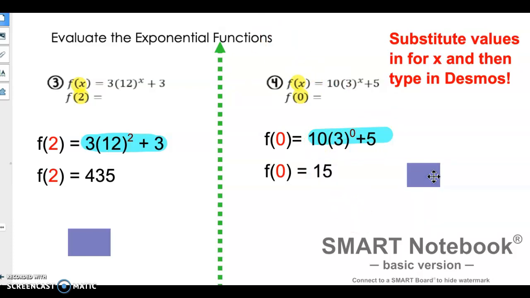Again, if you did not recognize that rule of exponents, just type the blue part into Desmos and you'll get the answer is 15.